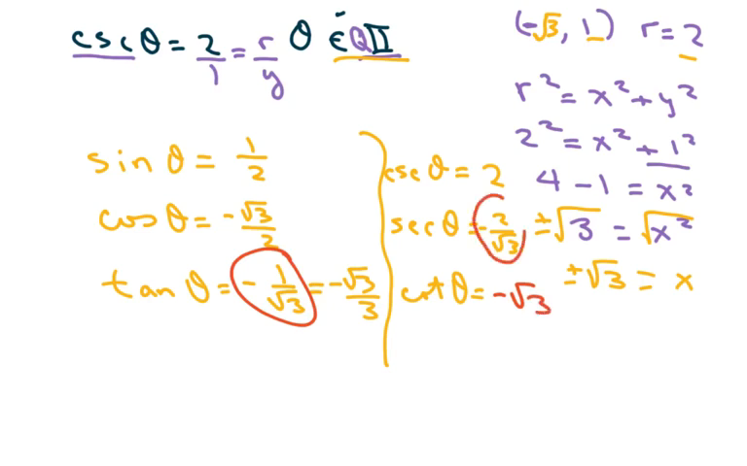The only thing we have to do is clean that up. Negative 2 over square root of 3. I'm going to rationalize the denominator, which gives negative 2 square root of 3 over 3.